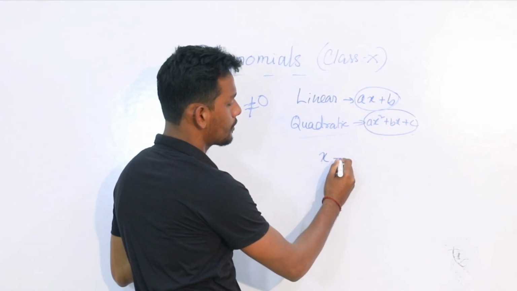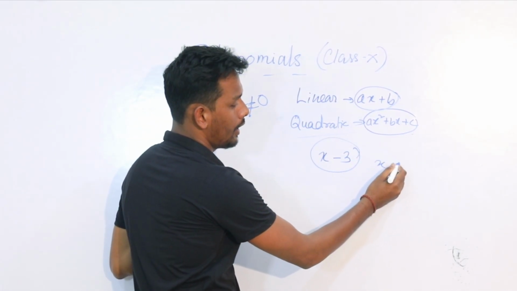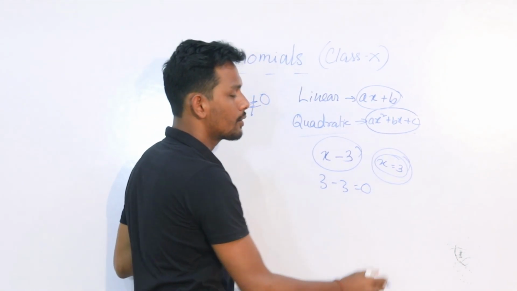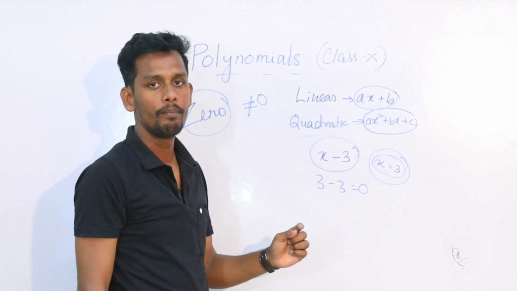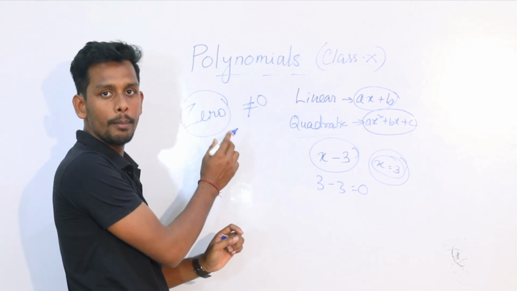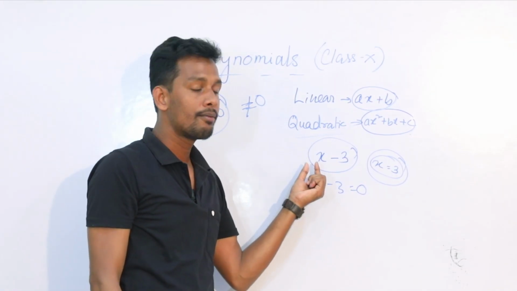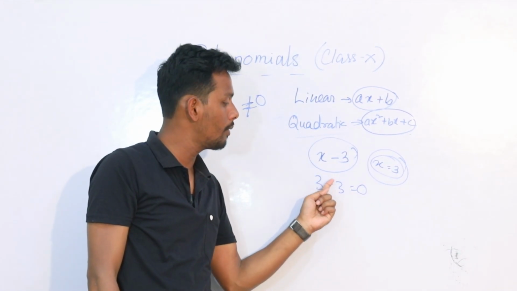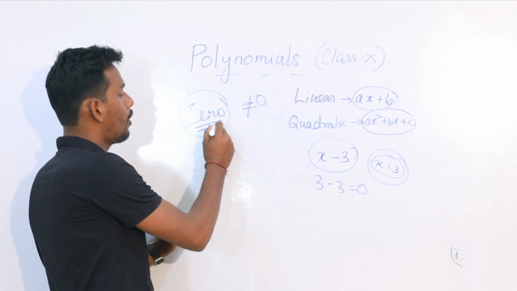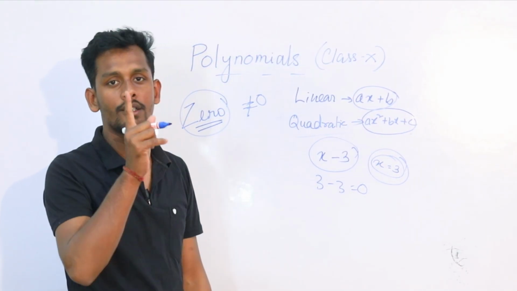Suppose x minus 3 is a polynomial. It is a linear polynomial. If you put x equal 3, it will be 3 minus 3, which is 0. That means this x equal 3 is the 0 of this polynomial. Let me repeat once more: for a polynomial, if for the value of the variable the polynomial becomes 0, that value is called the 0 of the polynomial. Now in case of linear polynomial we will get only one 0.